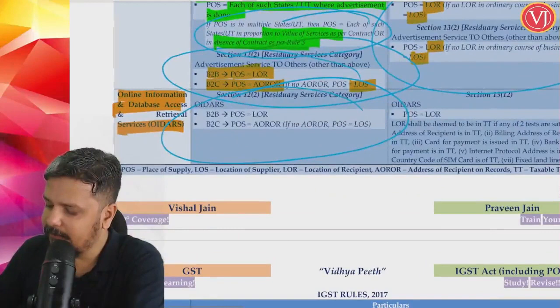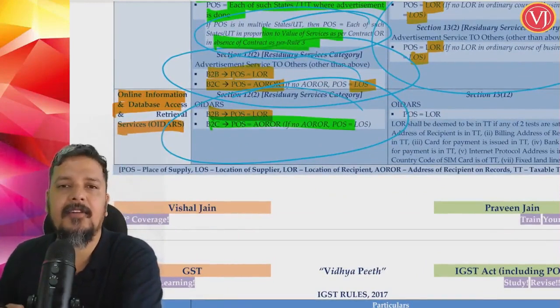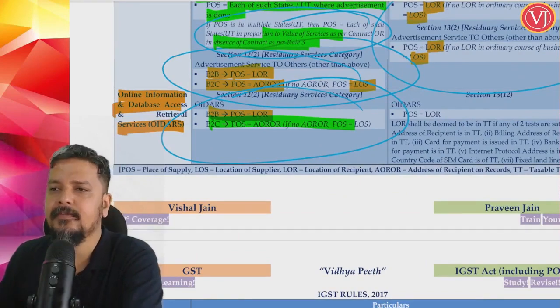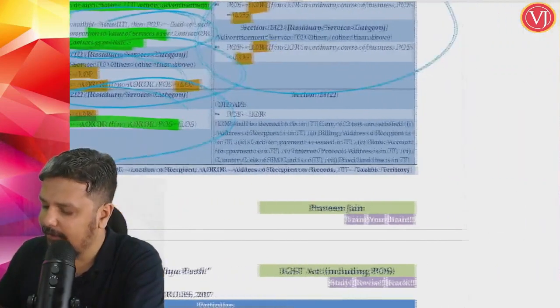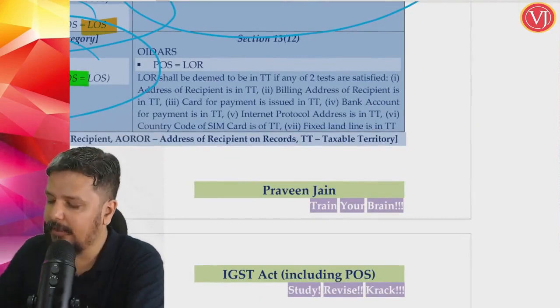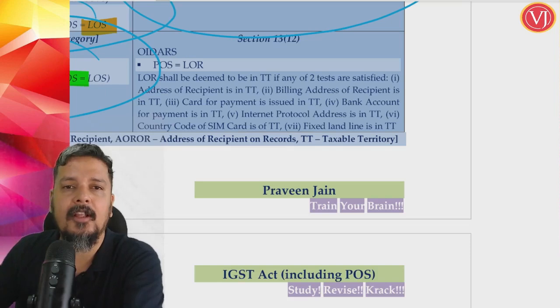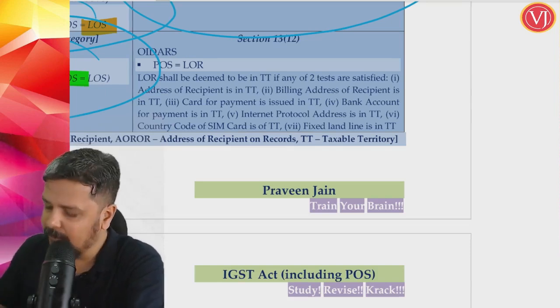If it is B2B, LOR. If it is B2C, address of the recipient on records. If not available, LOS. This is discussed only for whom? This is actually discussed in section 13 read along with section 14. We are reading both.